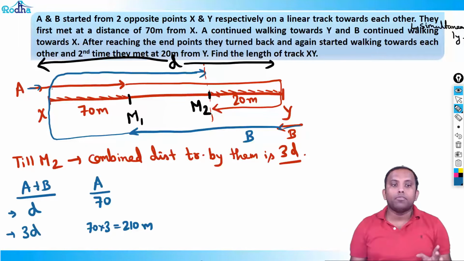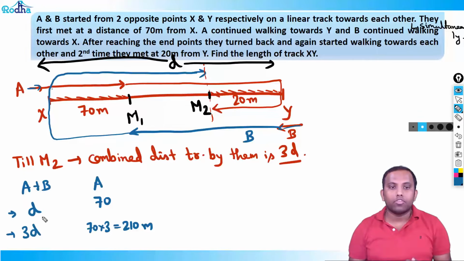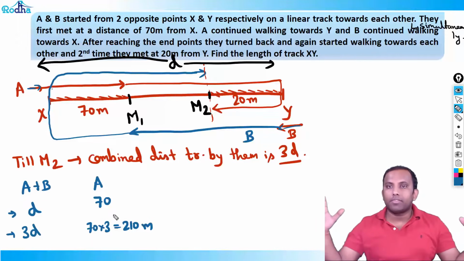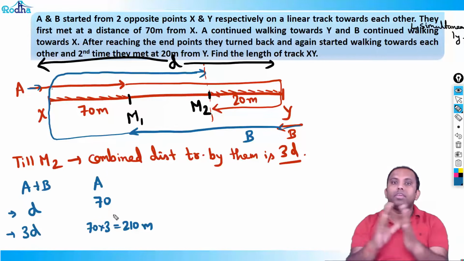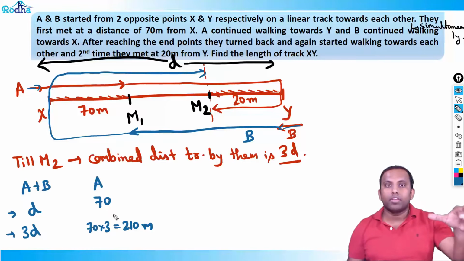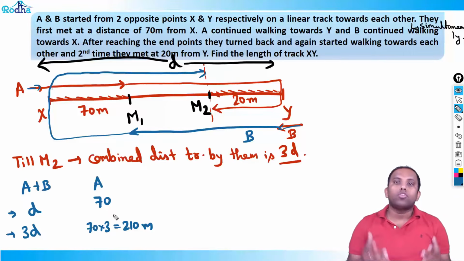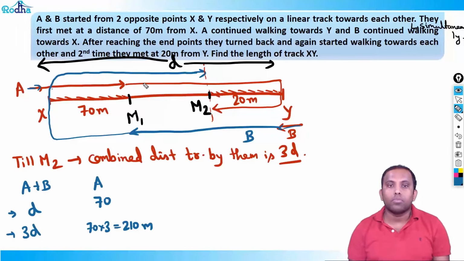When A plus B travels a combined distance of D, A travels 70. So when A plus B travels 3D, A should travel 70 times 3, 210, right? Quite a simple ratio. When the combined distance traveled is D, because their speeds are uniform, it is not changing. So in combined distance D, A's contribution is 70. So in combined distance 3D, A's contribution will be how much? 210, right? So now we have solved this question beautifully.